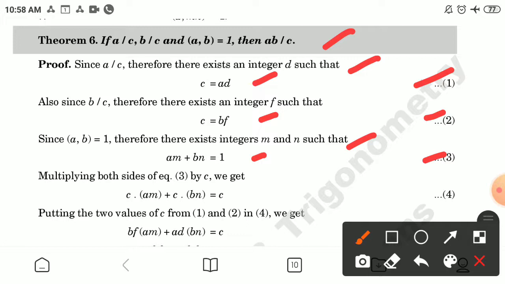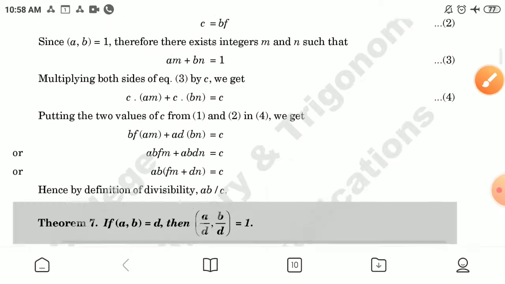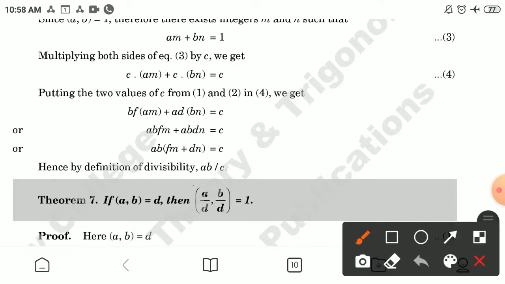Multiplying both sides of equation 3 by C, we get C into AM plus C into BN equal to C, marking this as number 4th equation. Now, putting the two values of C from first and second in fourth, we get BF·AM plus AD·BN equal to C, or AB·FM plus AB·DN equal to C, or taking AB outside, AB(FM plus DN) equal to C. Hence, by definition of divisibility, AB divides C.